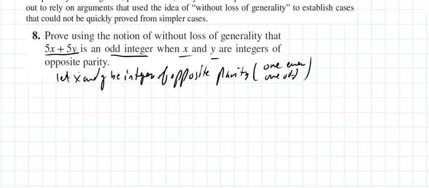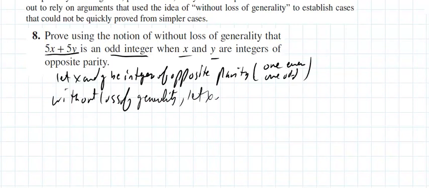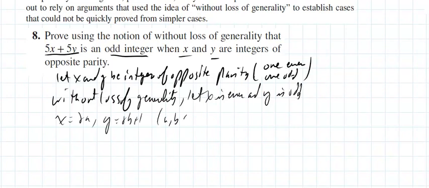So in this case, I could say without loss of generality, let x be the even and y be the odd. Again, you could switch them, but it's not going to matter. That means x equals some 2a and y equals some 2b plus 1, where a and b are integers.